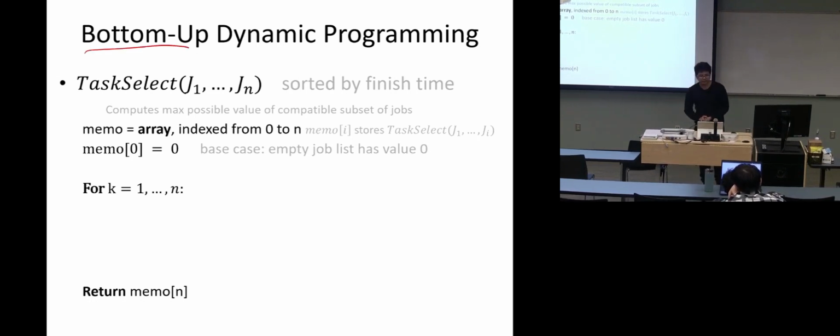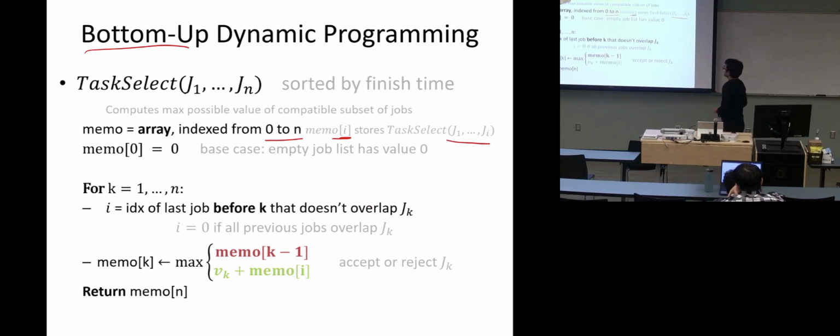Okay. So what you're going to do is the same thing. You have this memo array with index from 0 to n, and memo[i] should store the recursion for jobs j1 up to ji, right? And what we're going to do is just try to fill up this table from small numbers to large numbers. And that is going to look like this.